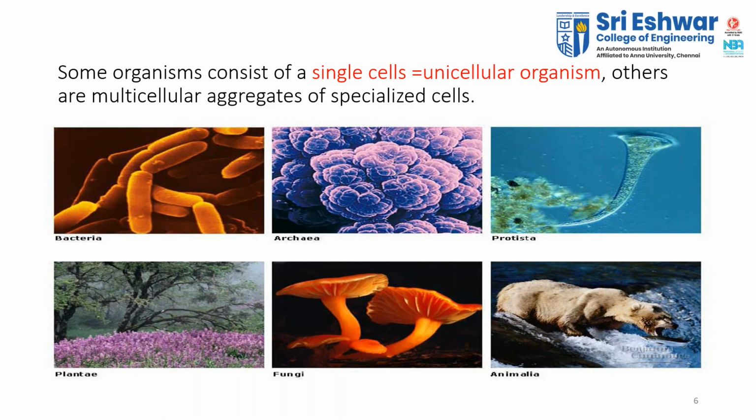Some organisms consist of a single cell, which is a unicellular organism. Others are multicellular aggregates of specialized cells. You can see from this diagram: bacteria, archaea, protista, plantae, fungi, animalia. These are a few examples of single cellular, also called unicellular, organisms. Others are multicellular. Other than these examples, we can also see multicellular organisms, which are aggregates of specialized cells.